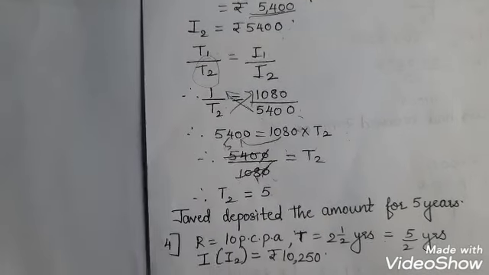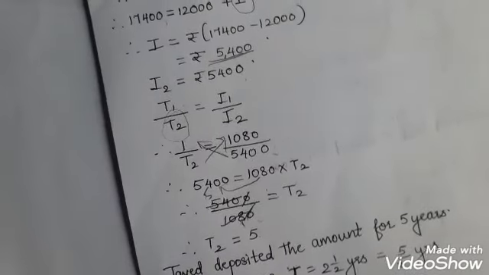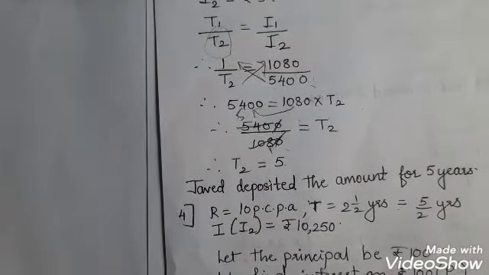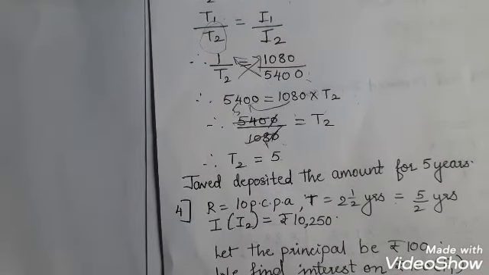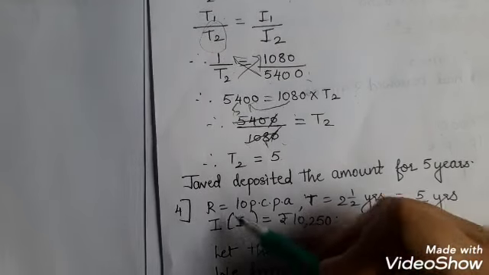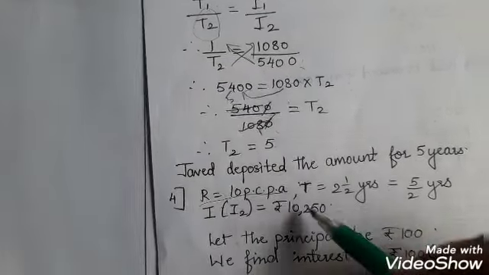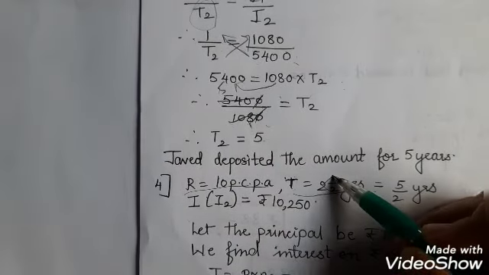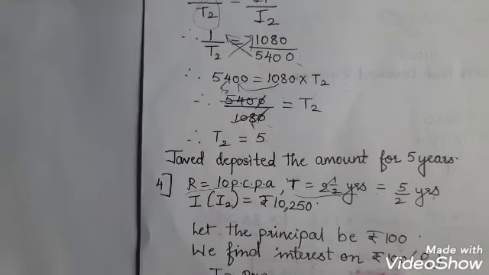Next, question number 4. Lata Ben borrowed some money from a bank at the rate of 10 PCPA. Okay, so R is given to you, 10 PCPA. Interest for 2.5 years. So time is 2.5 years. So 2.5 means 2 into 2, 4, 4 plus 1 is 5. So 5 upon 2 years.